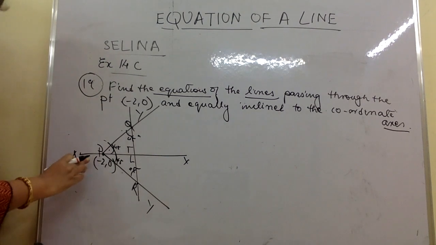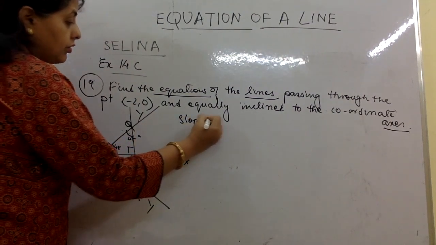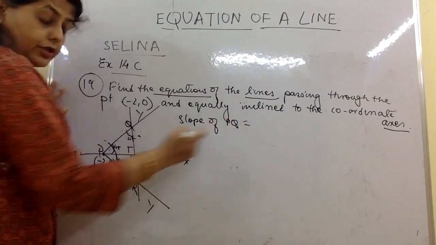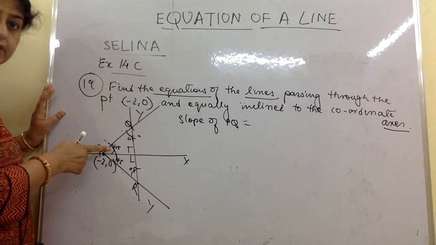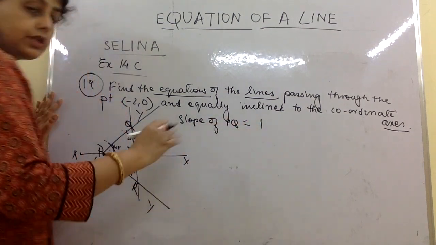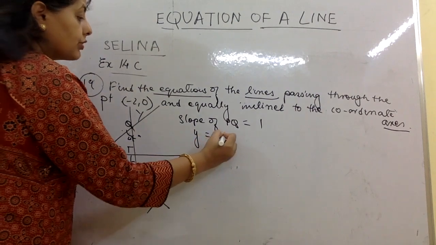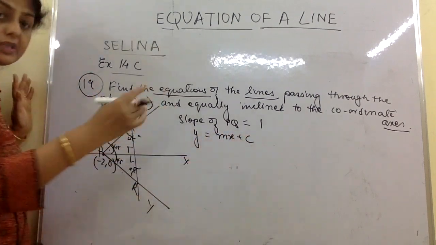Now the equation of the line PQ. The slope of PQ is tan 45. See, with the positive direction of the x-axis it's making 45 degrees. So tan 45 is 1. Now y is equal to mx plus c. What I don't know is c.